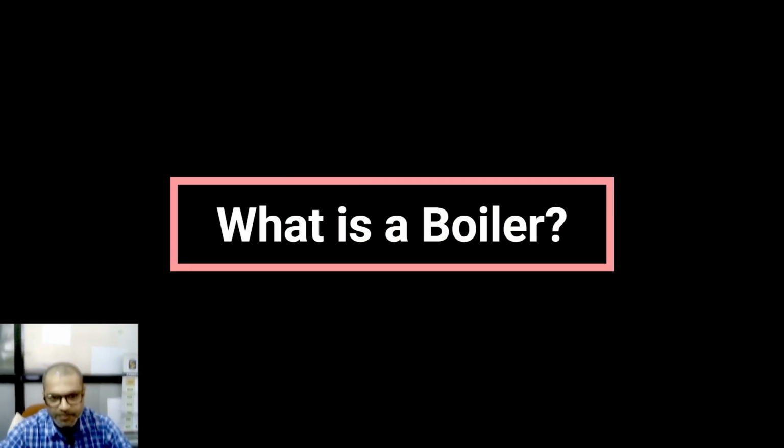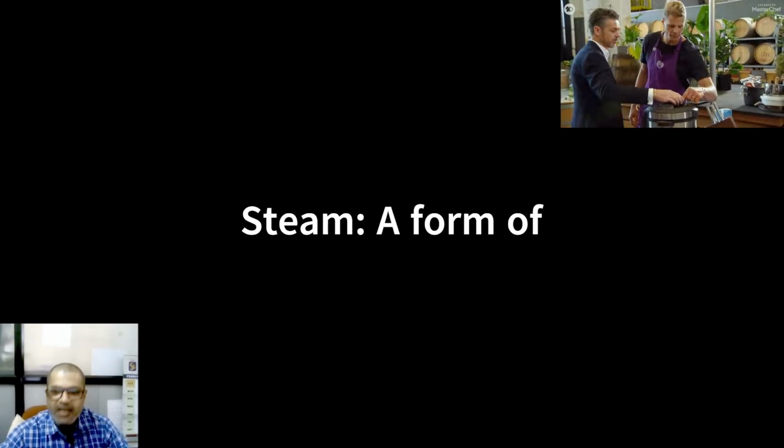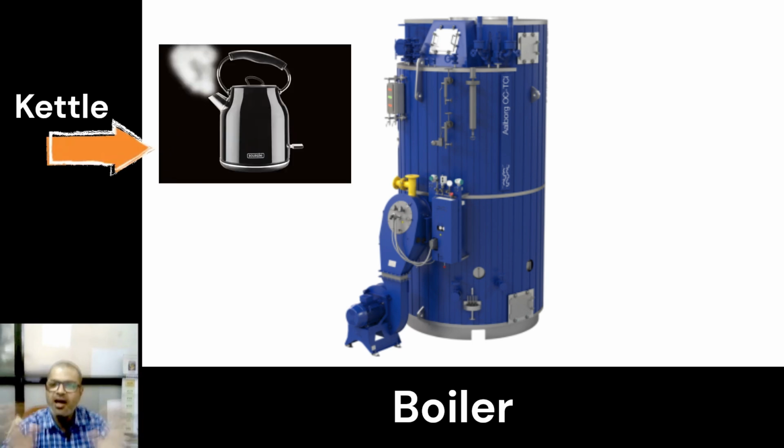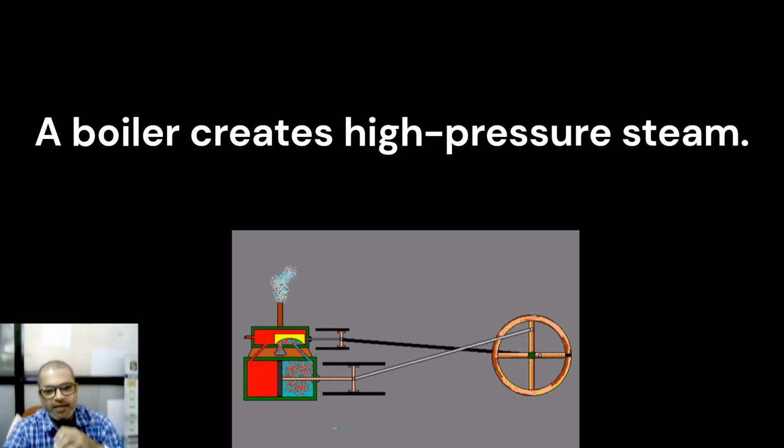What is a boiler? A boiler is a closed vessel that heats water to generate steam under pressure. This steam is a form of stored energy that can be used for various purposes on board ships. In simpler terms, you can think of a boiler as a large, sophisticated kettle. But instead of just boiling water, it creates high pressure steam, and this high pressure can be a potent force that can be harnessed to do useful work.